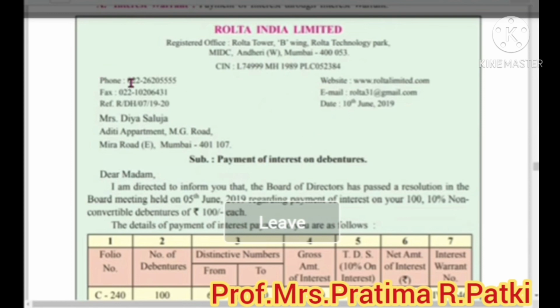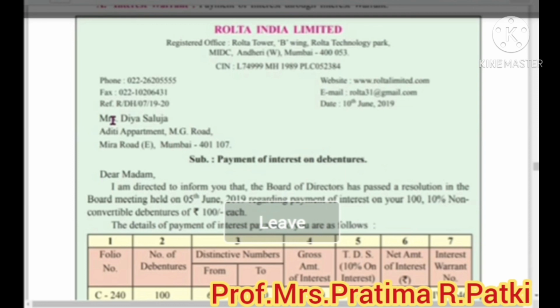Okay, now again phone, fax, reference number, date. Then you have Mrs. Dia Saluja. Now she is the recipient of interest. That means she is our debenture holder. So the subject is very important. It brings the attention of the reader to why this letter is being sent to him. Yes, so subject: payment of interest on debentures.